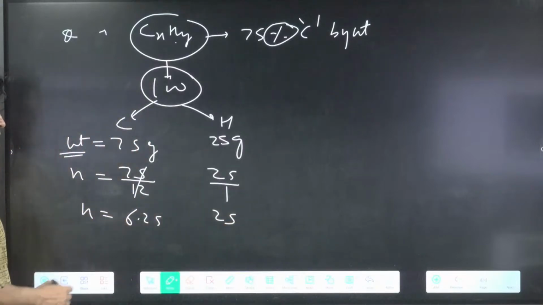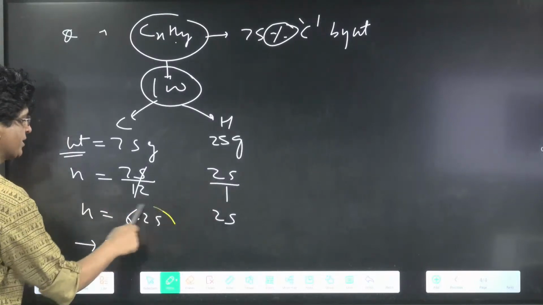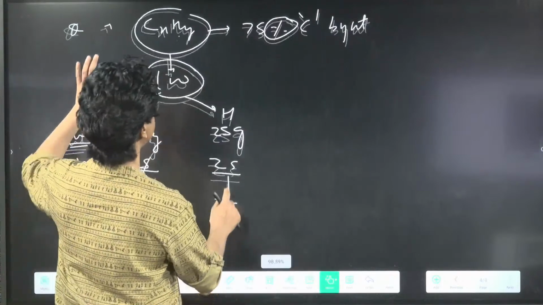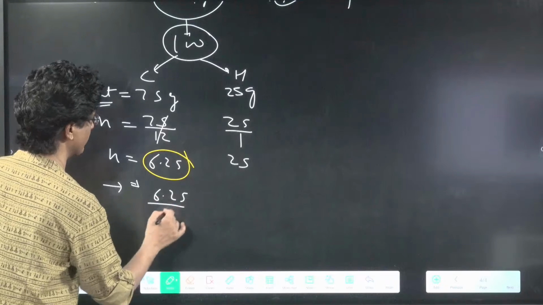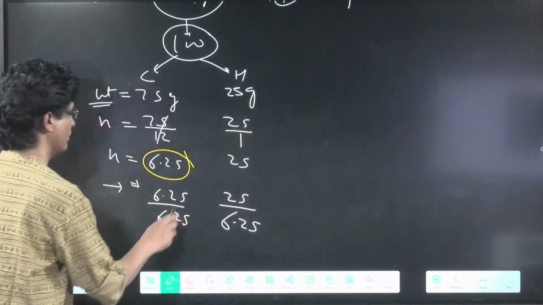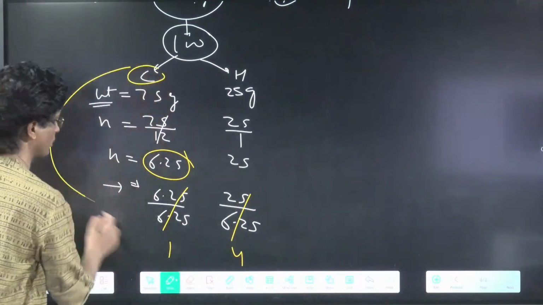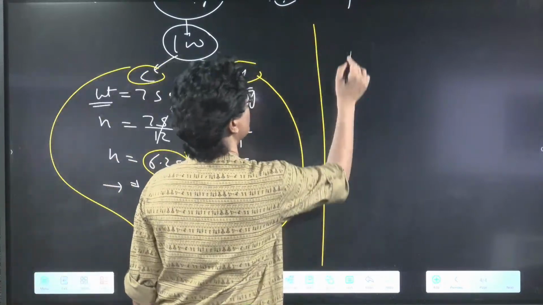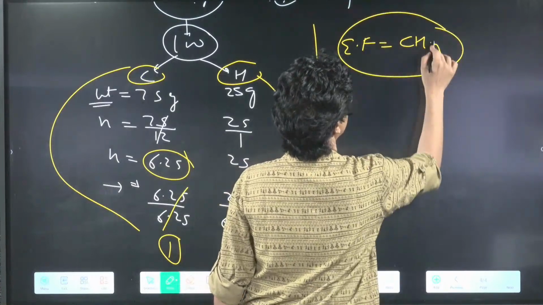Now, to get the smallest possible ratio, I'll divide both of them by 6.25, which happens to be the smallest number among them. 6.25 divided by 6.25 is 1, and 25 upon 6.25 is exactly 4. So that means I have 1 carbon and 4 hydrogen. So the empirical formula will be the simplest possible, CH4.